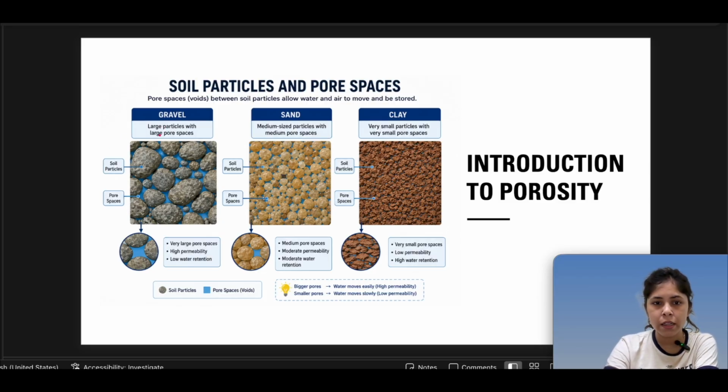Gravel has larger particles, so there will be a lot of pores here. This is the soil particle and this is the pore. The blue colored part is the pore, and in that there is water. So it has very large pores and high permeability. I will explain permeability also, but for now we have to see porosity. In medium sized particles, that's sand, there are medium pores, moderate permeability, and moderate water retention.